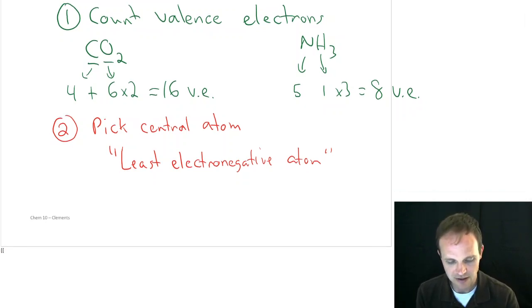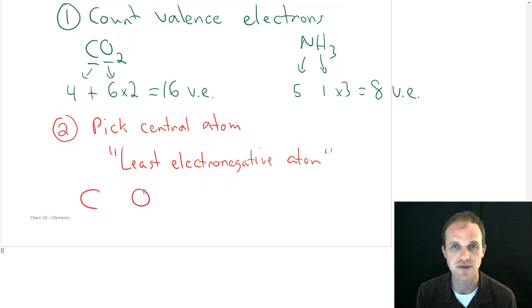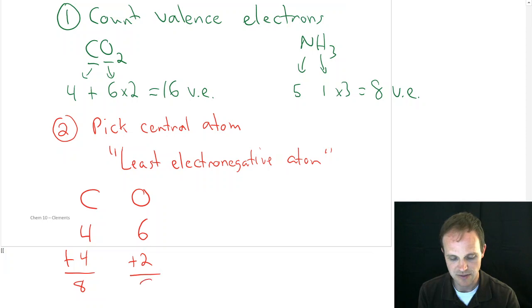Let's look over here. We've got carbon and oxygen to choose from in our CO2. Carbon has 4 valence electrons, oxygen has 6. Right? How many more electrons does carbon need to be happy? Right? He needs 4 to be happy to make 8. Oxygen needs 2 to make 8.